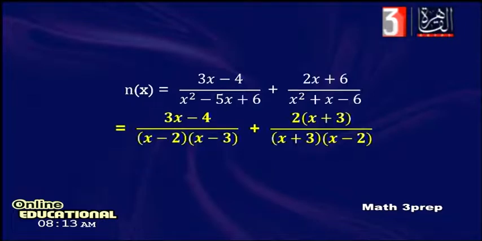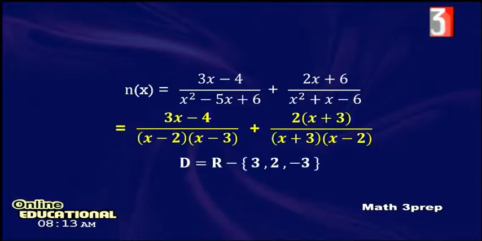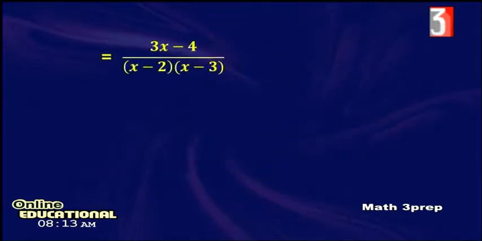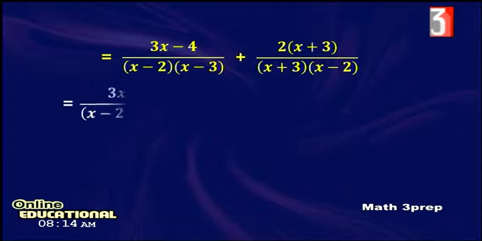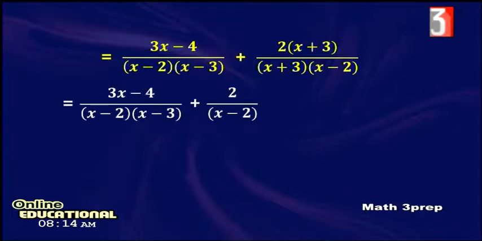Then first try to find the domain. What about the domain of n of x? It is R except 3, 2, and negative 3. Then the result will be (3x minus 4) over (x minus 2)(x minus 3). And by reducing x plus 3, it is 2 over (x minus 2).